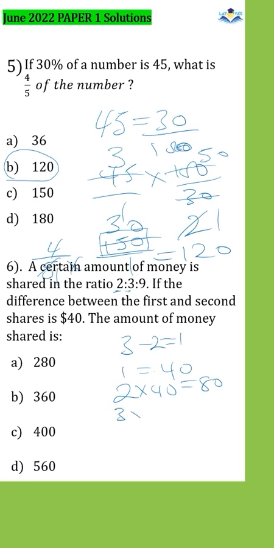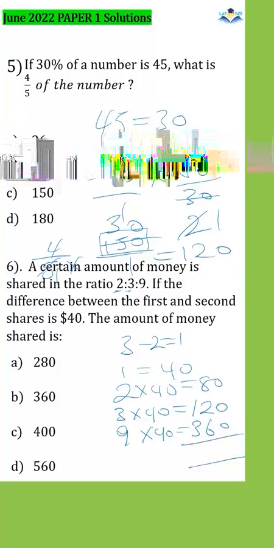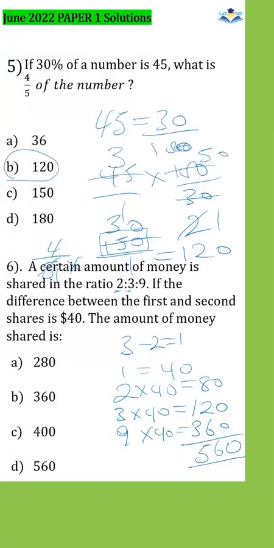3 shares is going to be equal to 120, and 9 shares is going to be equal to 360. And when I add this, I'm getting a total of 560. So my answer for question 6 is going to be D.